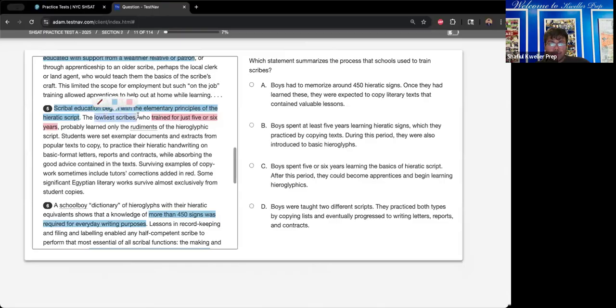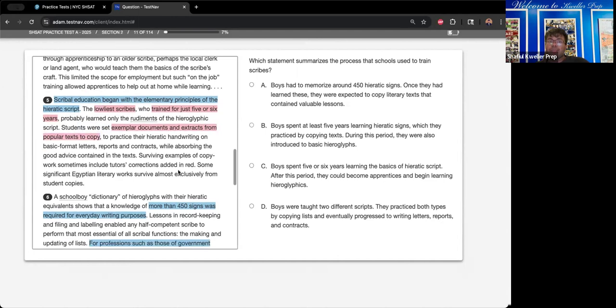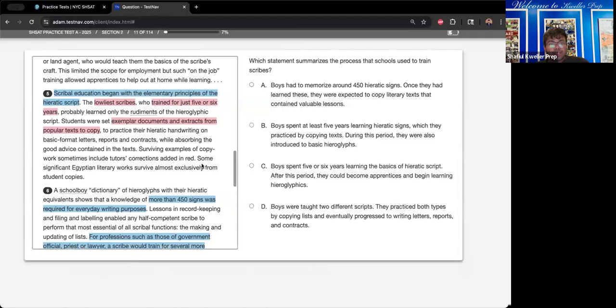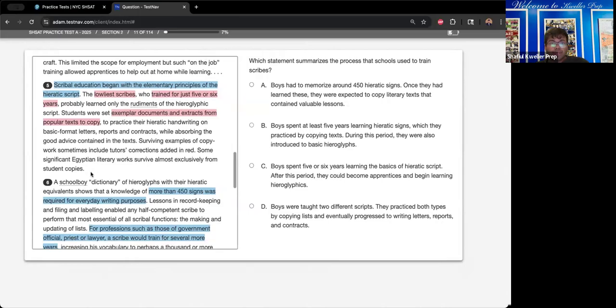And these are the lowliest scribes. So if the lowliest scribes are training for 5 to 6 years, we can assume that the higher scribes would train for more. Students would have to copy these exemplar documents and extracts from popular texts, to practice their hieratic writing on basic format letters, reports, and contracts while absorbing the good advice. Surviving examples of copywork sometimes include the tutor's corrections. Some significant Egyptian literary works survive almost exclusively from student copies.